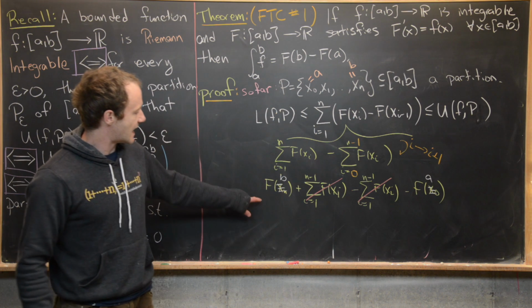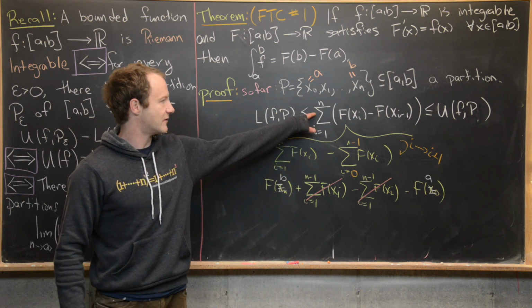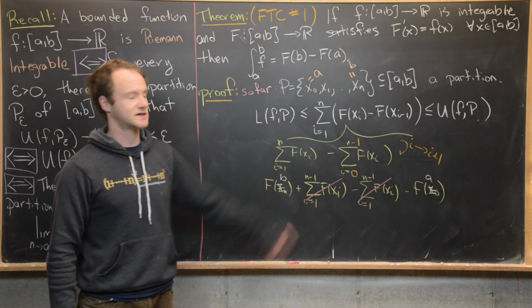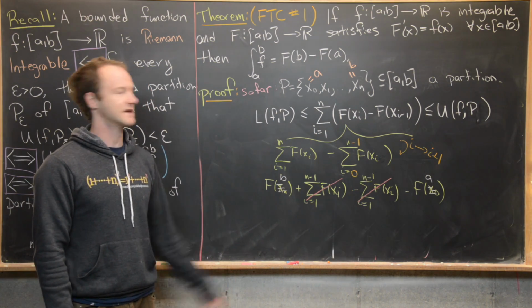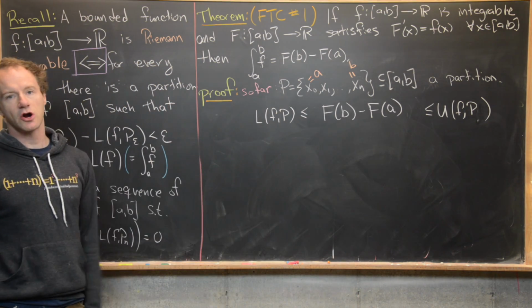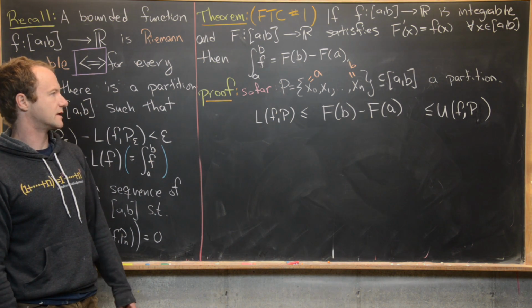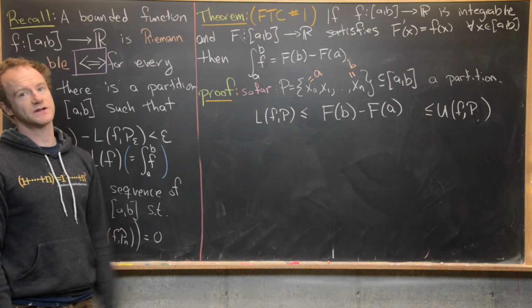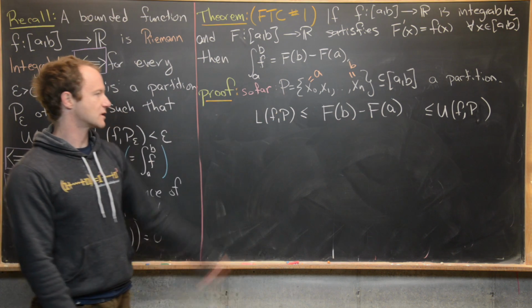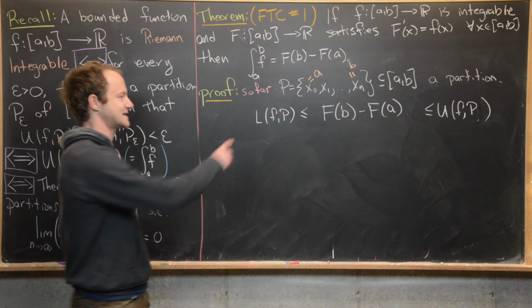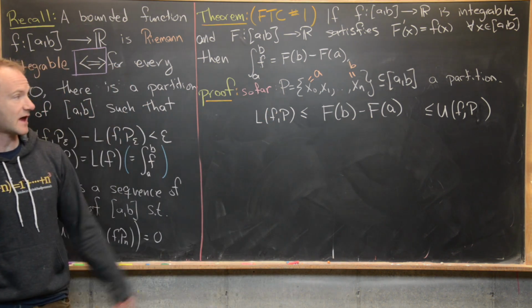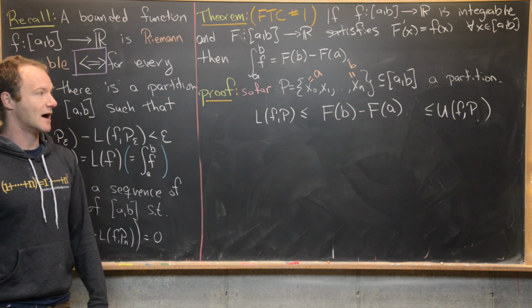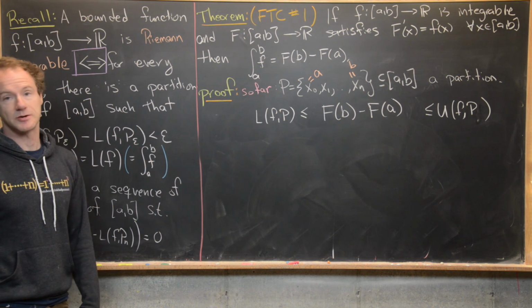So let's go ahead and insert f of b minus f of a into this middle part where this sum is, and then we'll argue the rest. Okay, so we just argued ourselves down to the following inequality, and this is true for any partition at this point. We have the lower sum of f on that partition is less than or equal to f of b minus f of a, which is less than or equal to the upper sum of f on that partition.